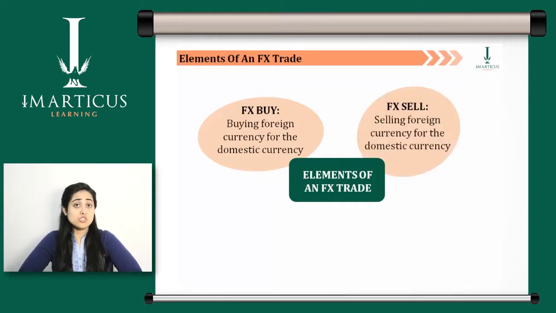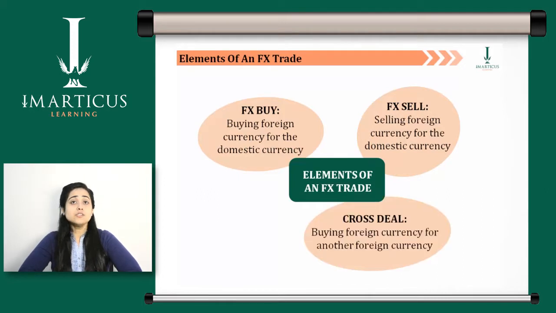FX sell refers to selling a foreign currency along with buying a domestic currency. That means you sell euros and buy Indian rupees. And lastly, a cross deal refers to buying a foreign currency along with selling another foreign currency. This can be used if you buy US dollars and sell euros.